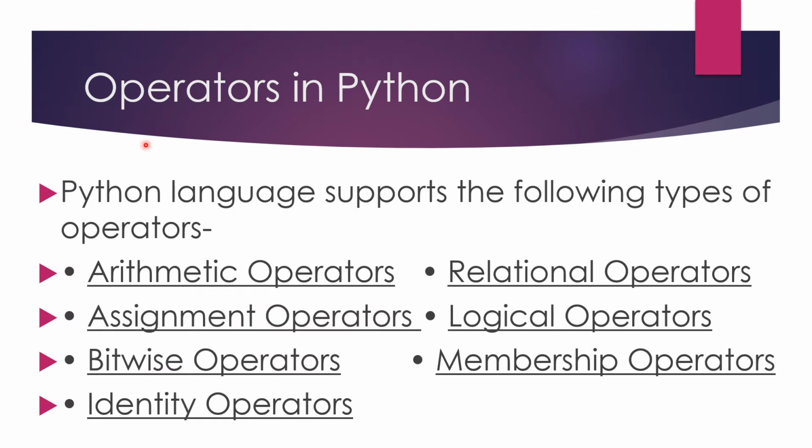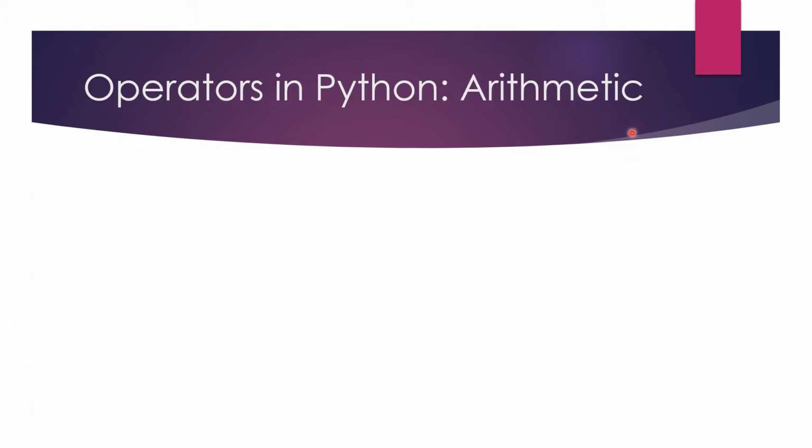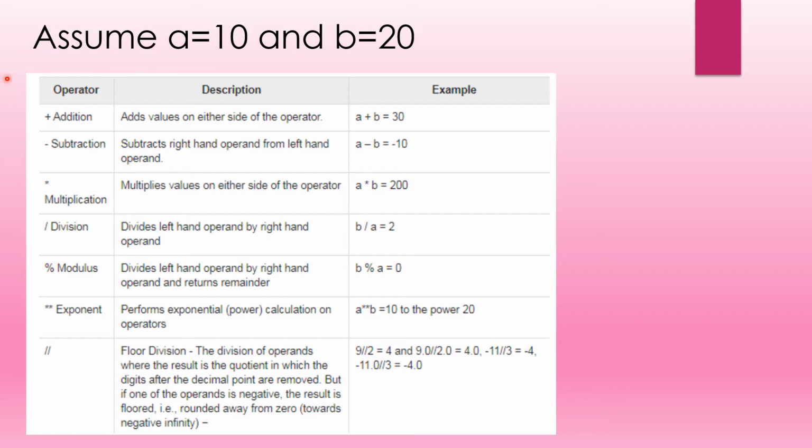So operators in Python. The Python language supports the following types of operators: arithmetic operator, assignment operator, bitwise operator, identity operator, relational, logical, and membership. We will go through all these operators in detail. First we come across arithmetic operators. Assume a is equal to 10 and b is equal to 20.